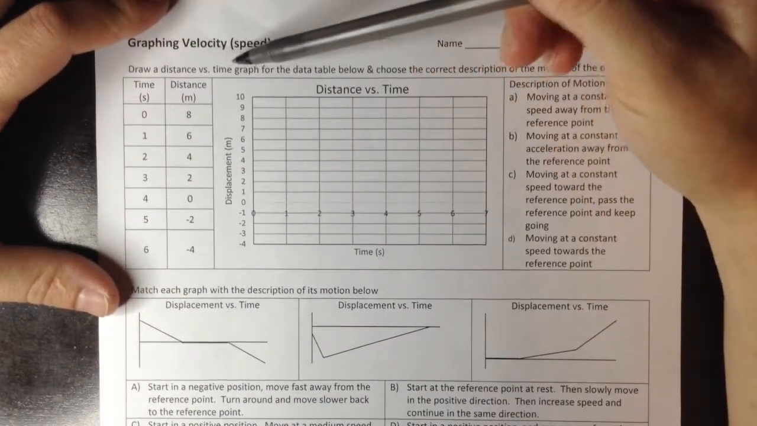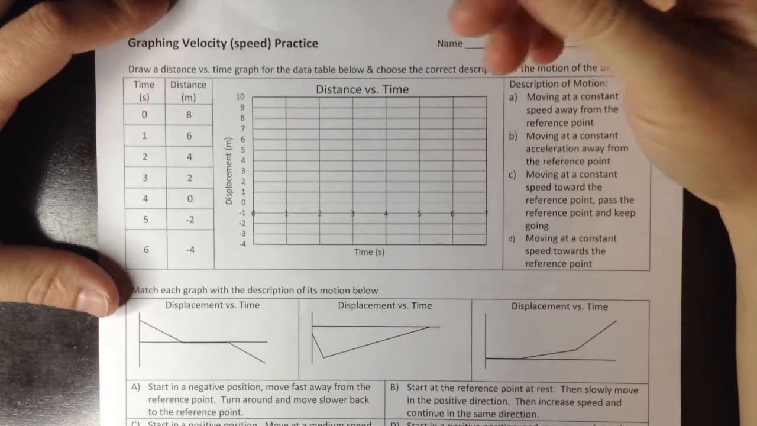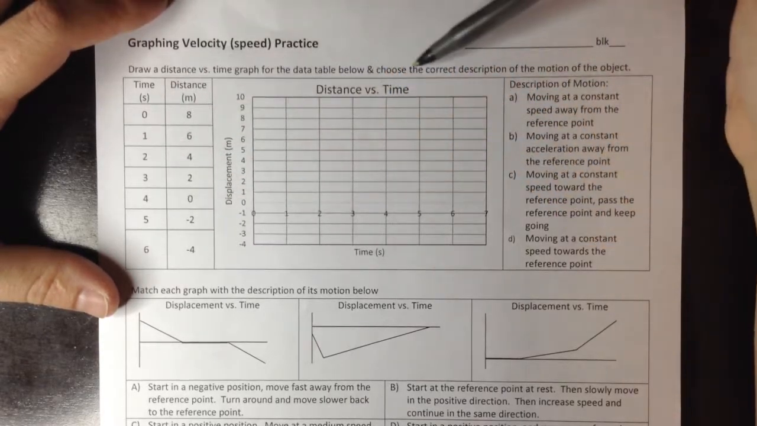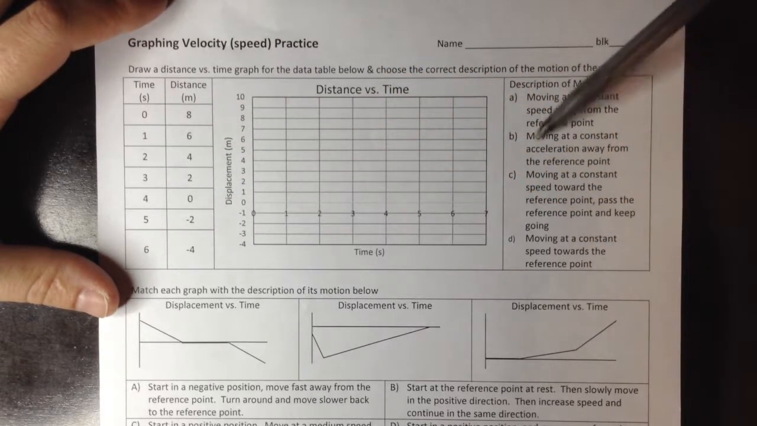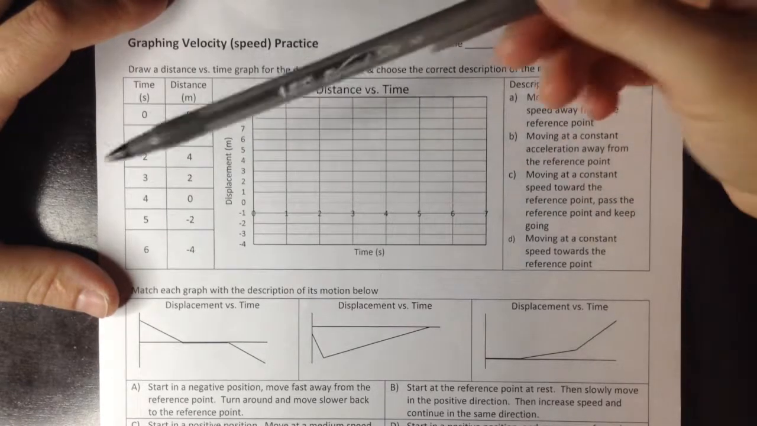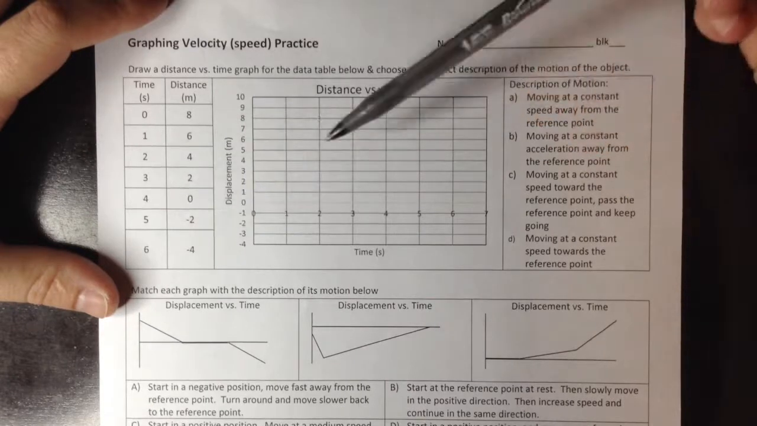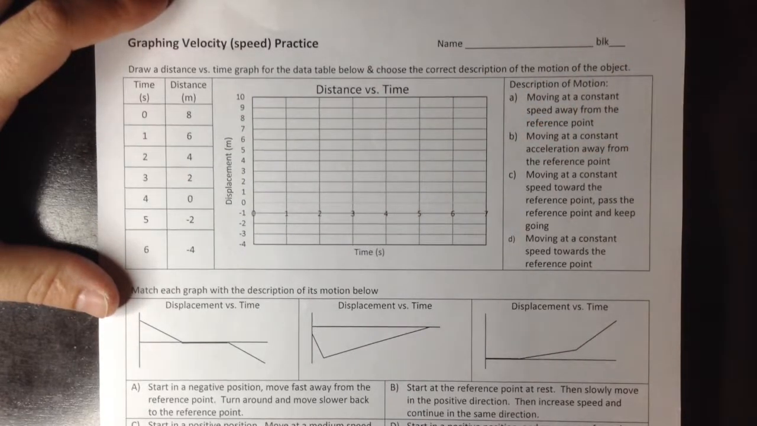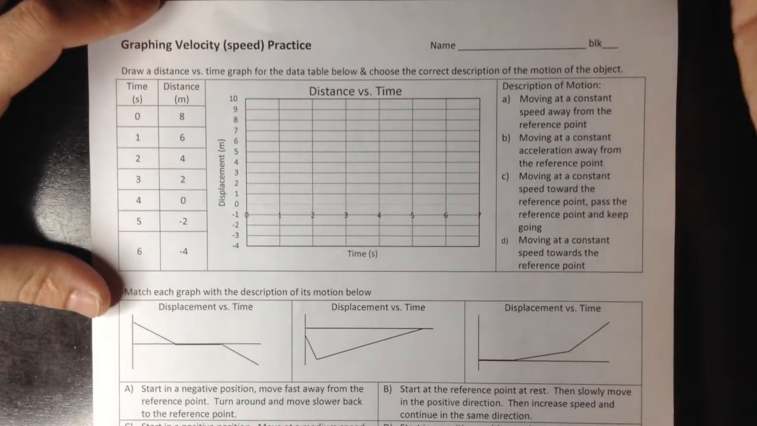Draw a distance versus time graph for the data table below. So here's our data table. And choose the correct description of the motion of the object. So here's our descriptions. You're going to pick A, B, C, or D to describe the motion of the object. Here's the data, and we are going to graph it. It's a little graphing practice.